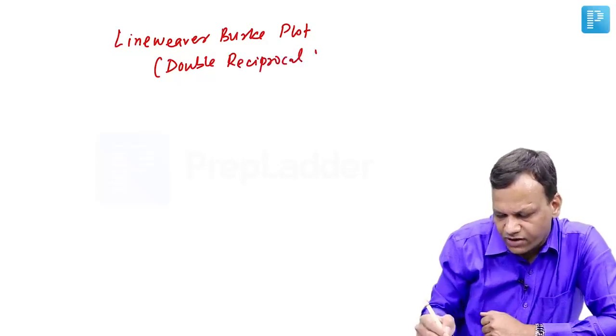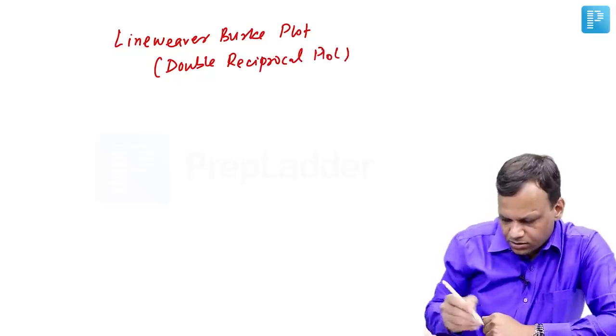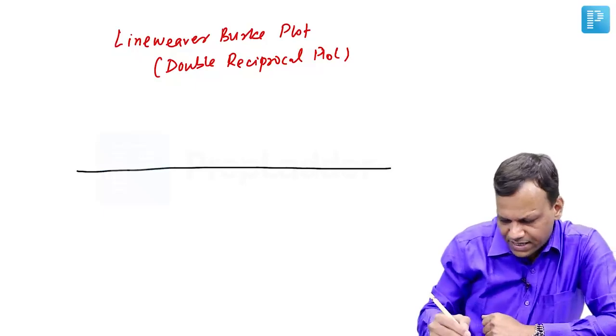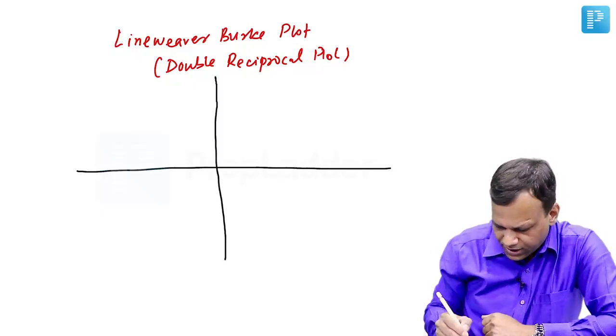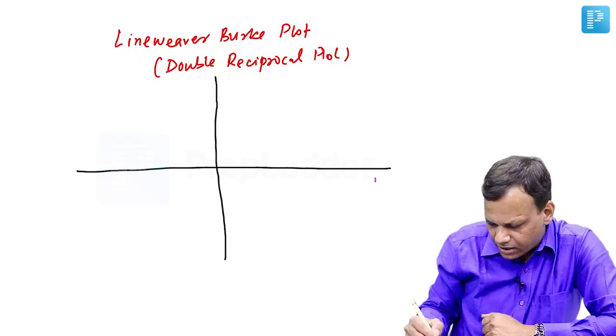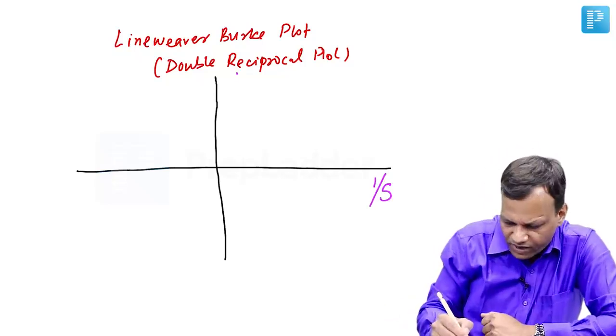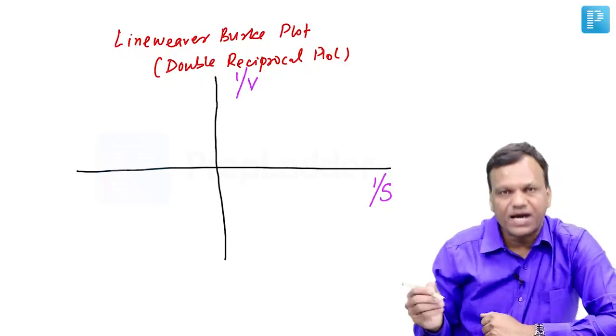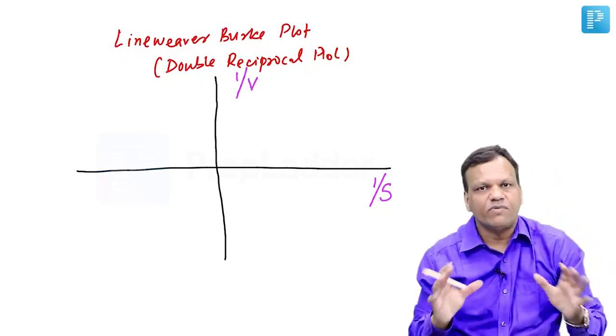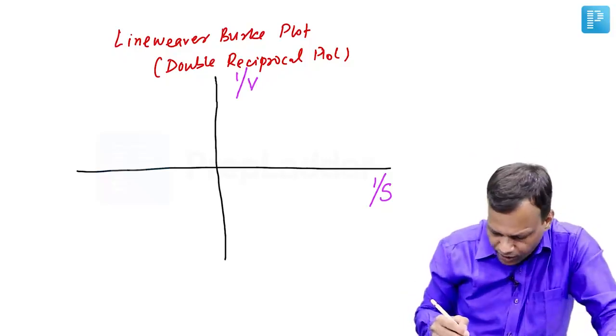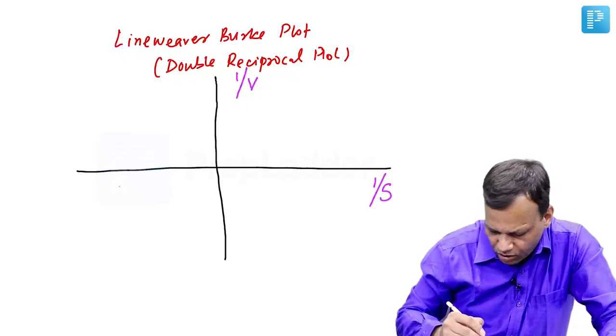So what is the meaning of double reciprocal is, we have two axes, x-axis and y-axis. On the x-axis, we have the reciprocal of substrate concentration. We have 1 by S, and on the y-axis, we have the reciprocal of Vmax, or we can say reaction velocity, 1 by V. Clear? So when we plot a graph, it comes like this with a normal drug.